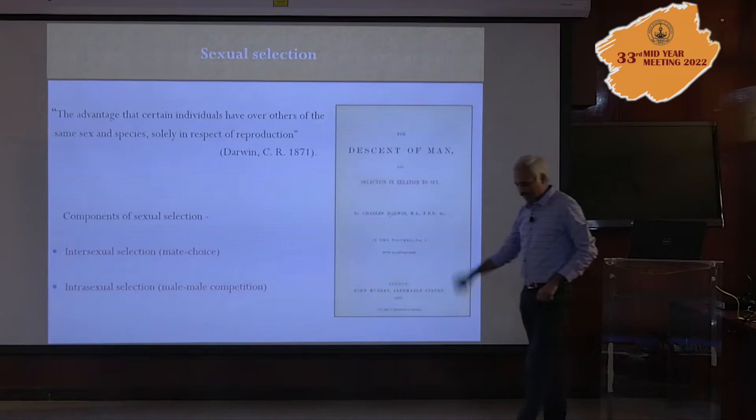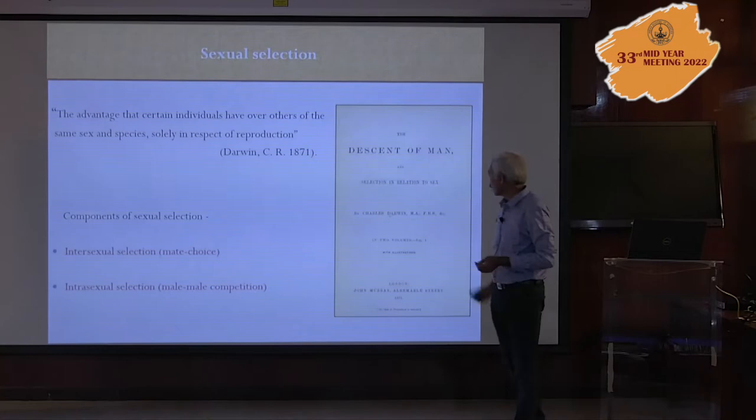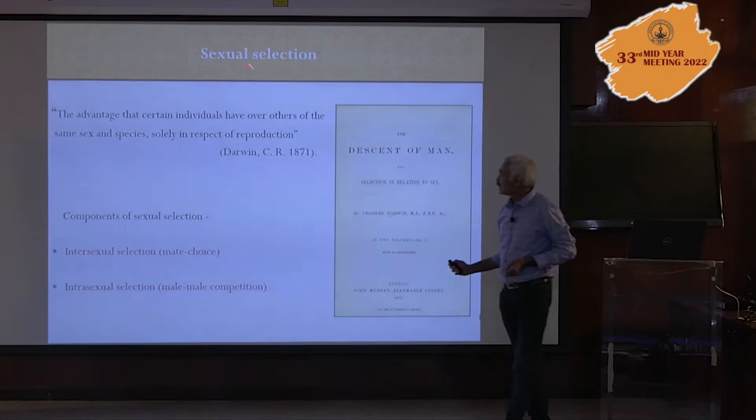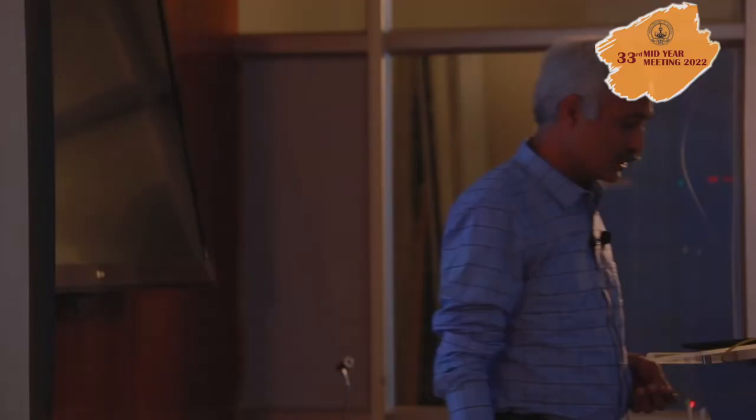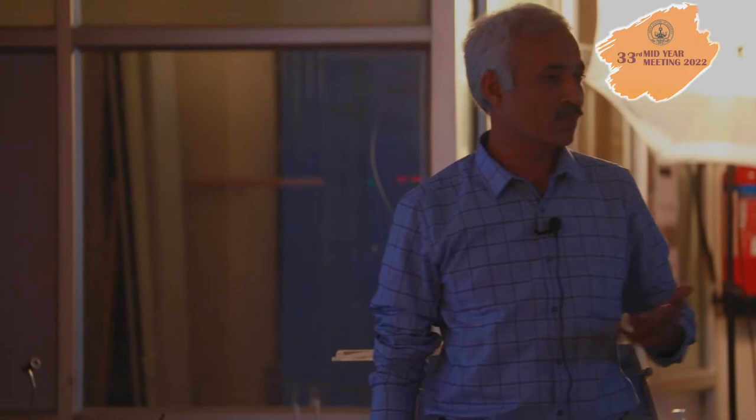We all have studied, known, admired Charles Darwin and his idea of natural selection, but he's also the man who came up with the idea of sexual selection in his book in 1871, The Descent of Man. Darwin defined sexual selection as the advantage that certain individuals of a particular sex have over the individuals of the same sex in terms of solely reproduction.